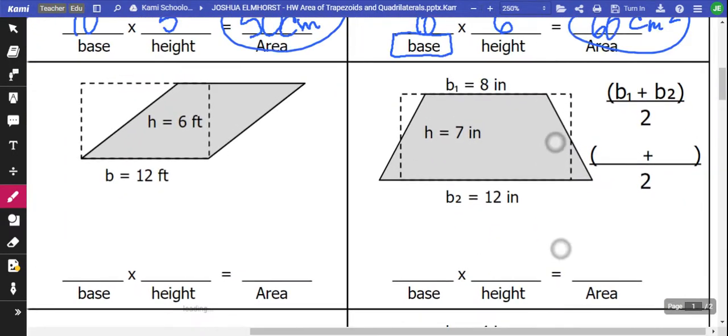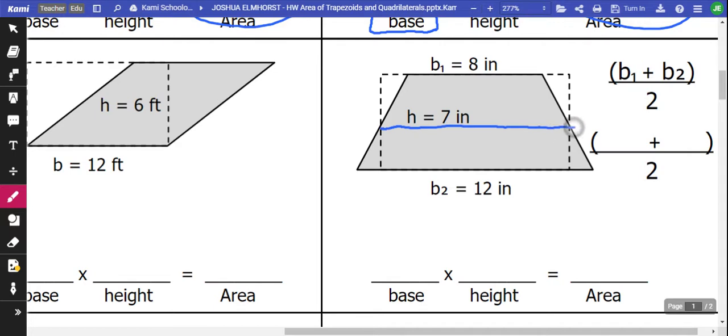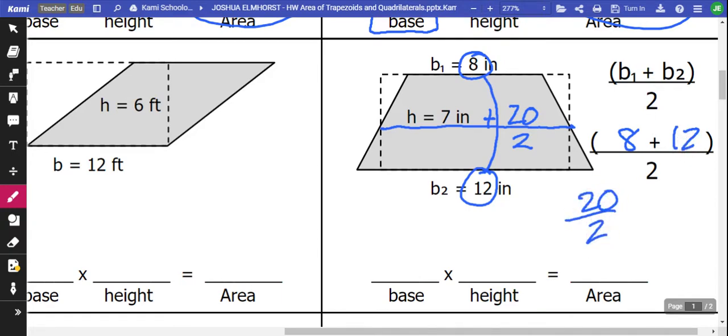Okay, trying that out one more time. So the short base is 8, the long base is 12. So if we add these two, that would give us 20 divided by 2. That would give us the middle base, or the rectangular base of the same size. So 8 plus 12 is 20. 20 divided by 2 is 10. So this is the one base that we need. Now the height is 7. 10 times 7 would give us a total area of 70 inches squared.